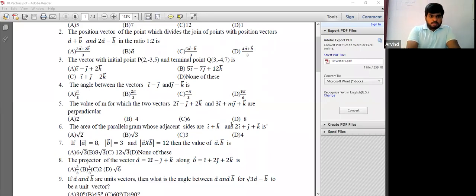Fifth one is done. The area of the parallelogram whose adjacent sides are I cap plus k cap and 2i cap plus j cap plus k cap.